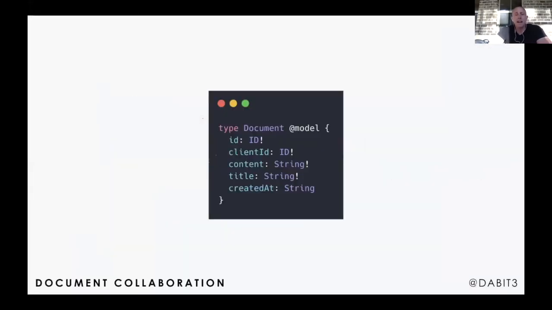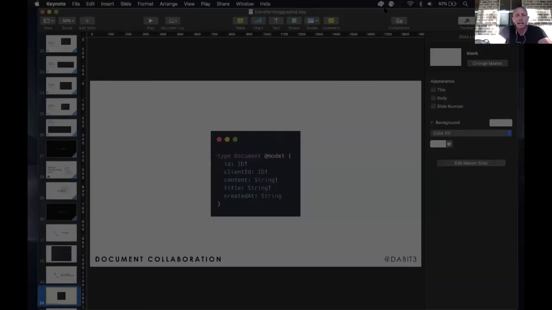So document collaboration, I have a type of document with an @model directive. The document has an ID. It has content, which is the content of the document that is stringified using whatever you like to use. For me, I'm using JavaScript on the client, so I'm using JSON.stringify and then parsing it, stringifying it when I send it to the server and then parsing it on the client. And then I'm storing that whole stringified data on the server. And then I'm able to create a subscription to that content, so whenever it changes, I'm able to update the other view.